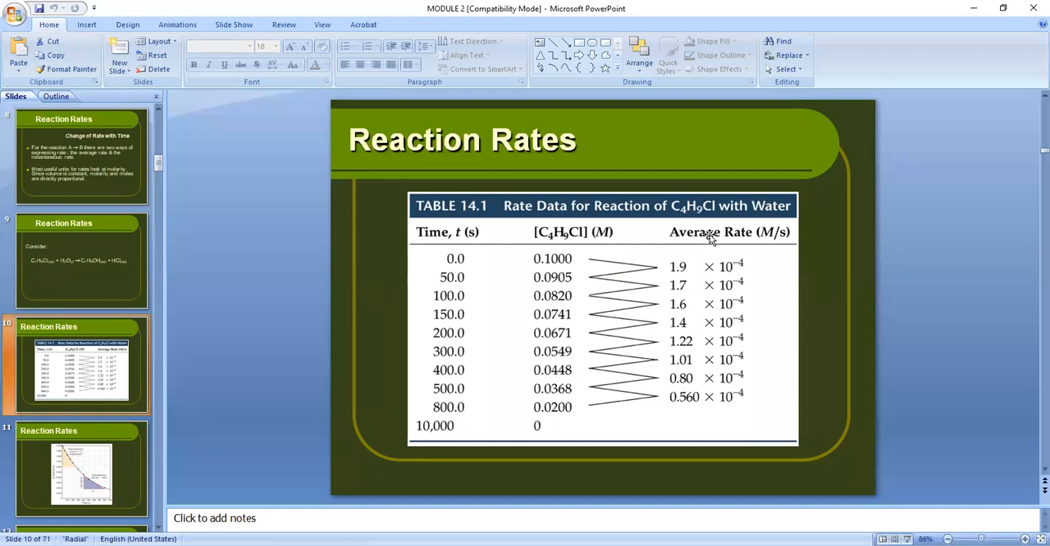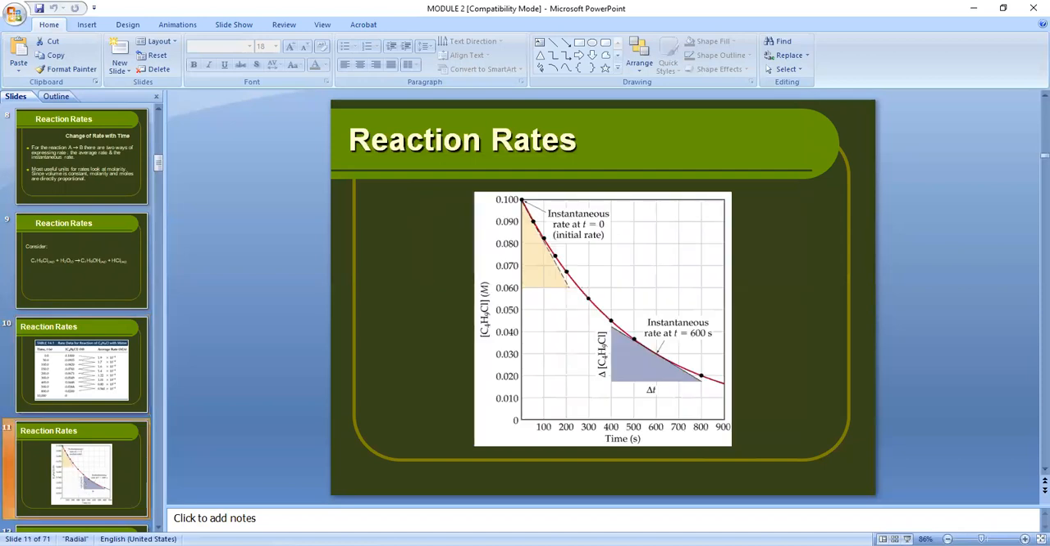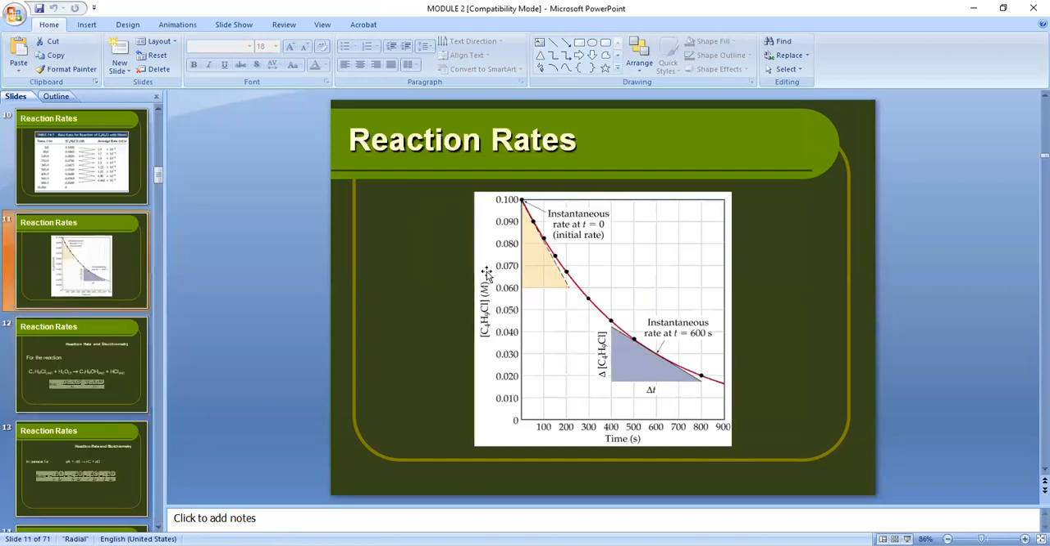So what we have here in the third column are the average rates based on these changes in the concentration of our reactant. Now, if this concentration, on the other hand, is plotted against time, this is how it would look. So this is how your paired values of concentration of the reactant with respect to time behave. Over time, the concentration of your reactant decreases.